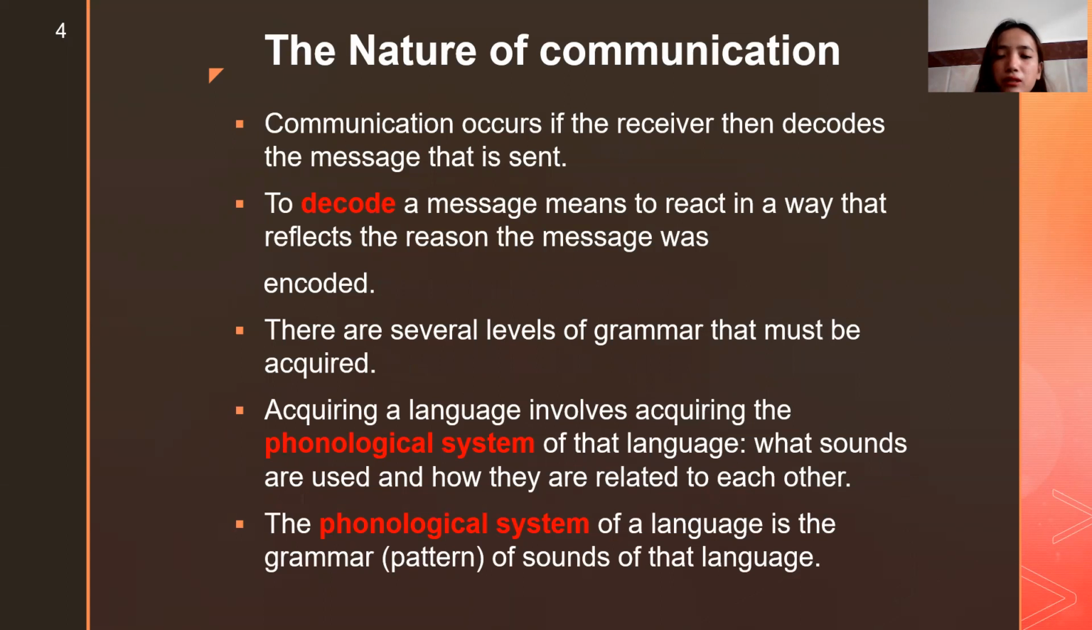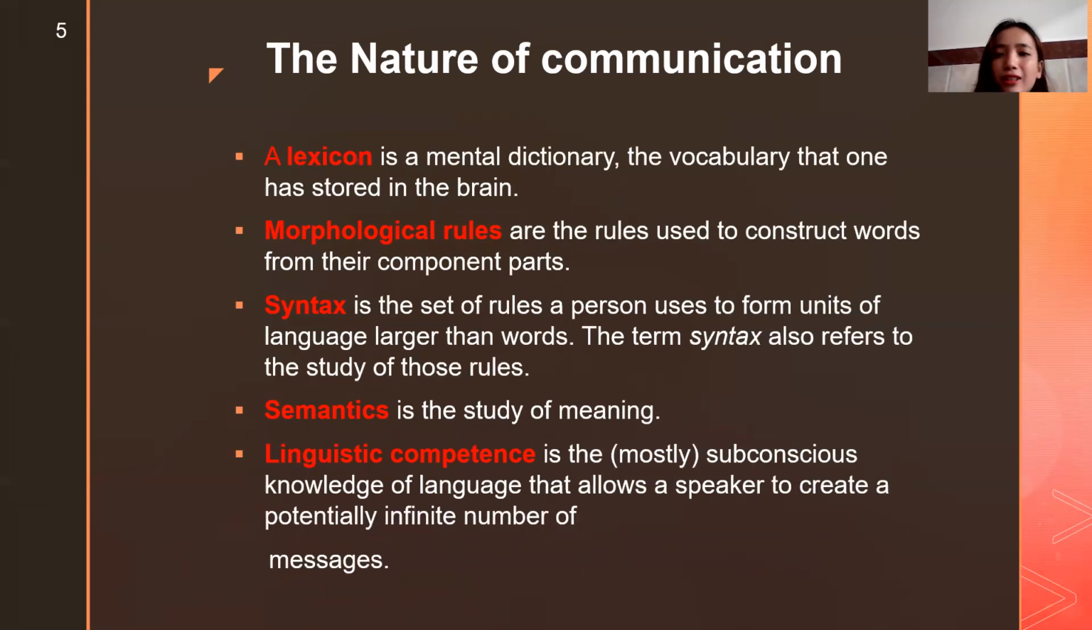Then communication occurs if the receiver decodes the message that is sent. To decode a message means to react in a way that reflects the reason the message was encoded. There are several levels of grammar that must be acquired. Acquiring a language involves acquiring the phonological system of the language, what sounds are used and how they are related to each other. The phonological system of a language is the grammar of the sounds of that language. A lexicon is the mental dictionary, the vocabulary that one has stored in the brain.